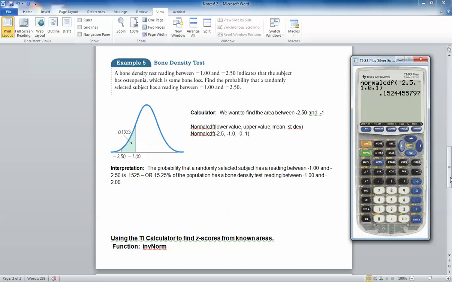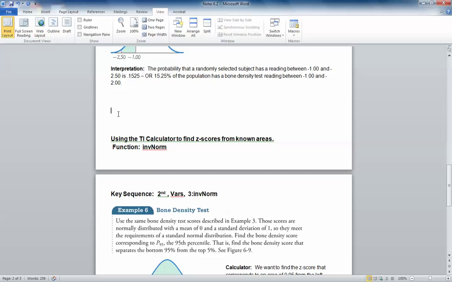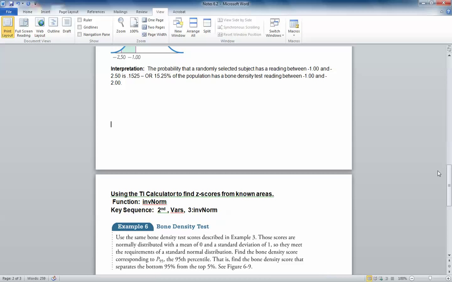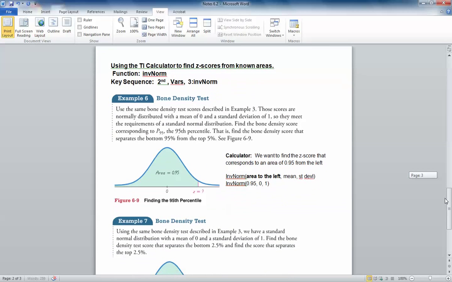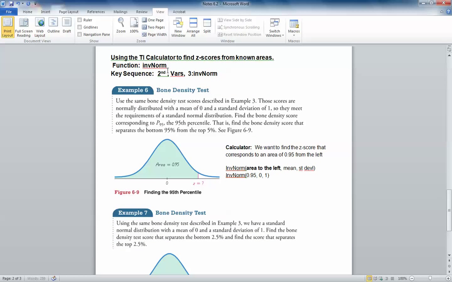The next item is using the TI calculator to find z-scores if you know the area. So this time our function is inverse normal, and our key sequence is second, variables, and we're using option 3 this time. Our next example is using the same bone density test scores. They're still normally distributed. Find the bone density score corresponding to the 95th percentile. That is, find the bone density score that separates the bottom 95% from the top 5%.